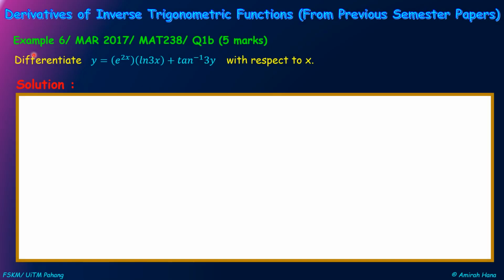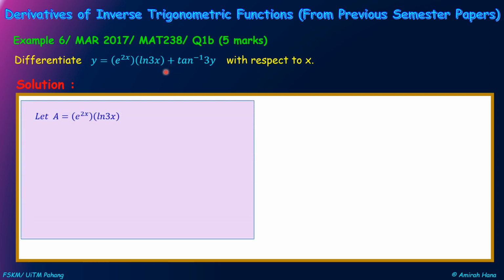Right now, we continue with example 6. This is from previous semester papers. Differentiate y equals e to the power of 2x ln 3x plus inverse tangent 3y. To differentiate this function, we can differentiate one by one because in between is plus.